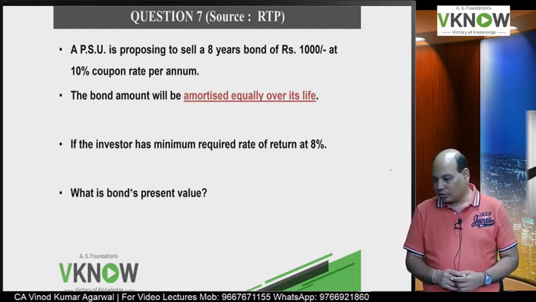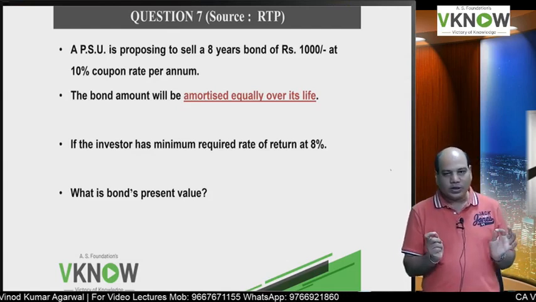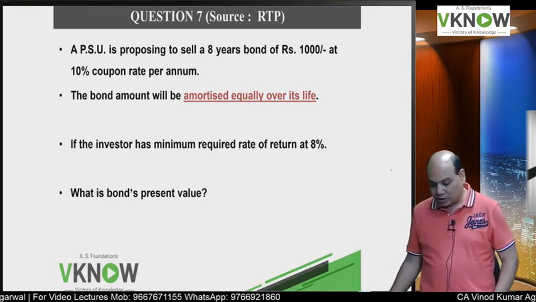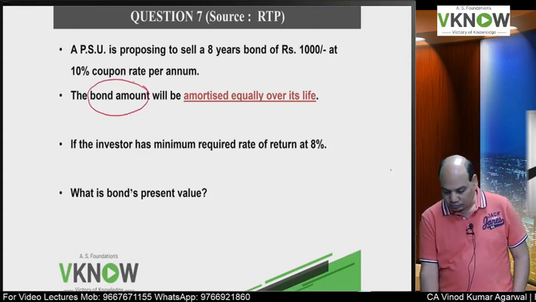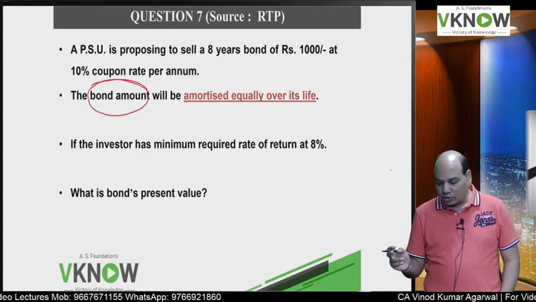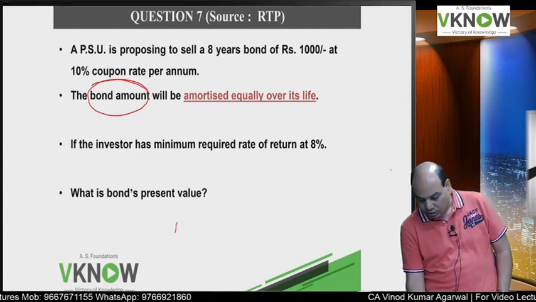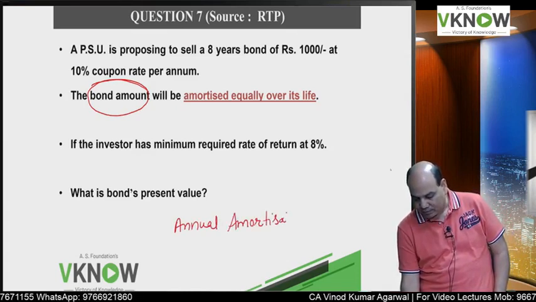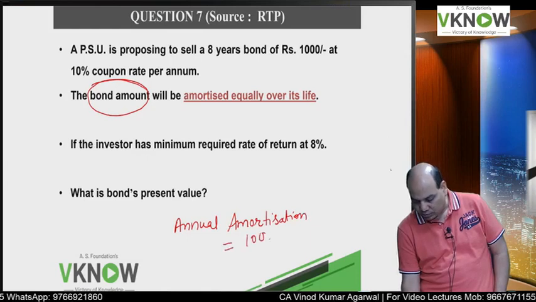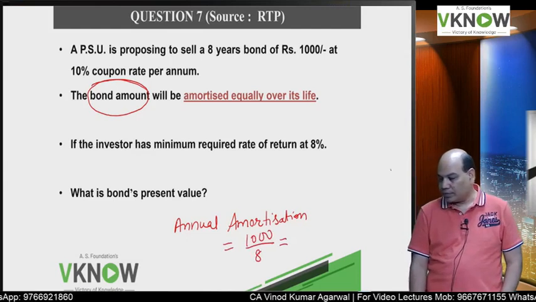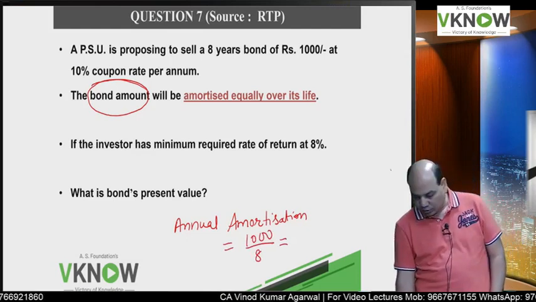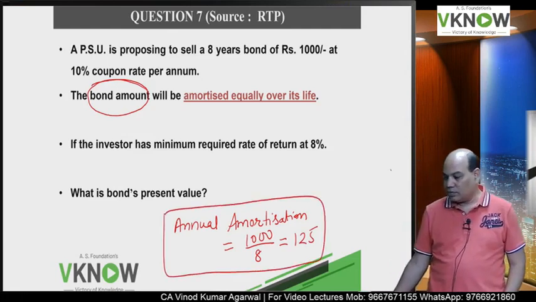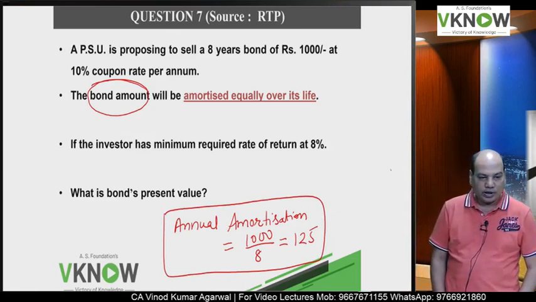What is the number of years? 8 years. Face value 1000. Coupon rate 10%. The bond amount will be amortized equally over its life. The bond amount will be amortized equally over its life means, what is the annual amortization? Annual amortization will be 1000 divided by 8. So how much amount you will repay every year? 125. Very good. So just write down this in your notebook. Annual amortization is equal to 1000 divided by 8.